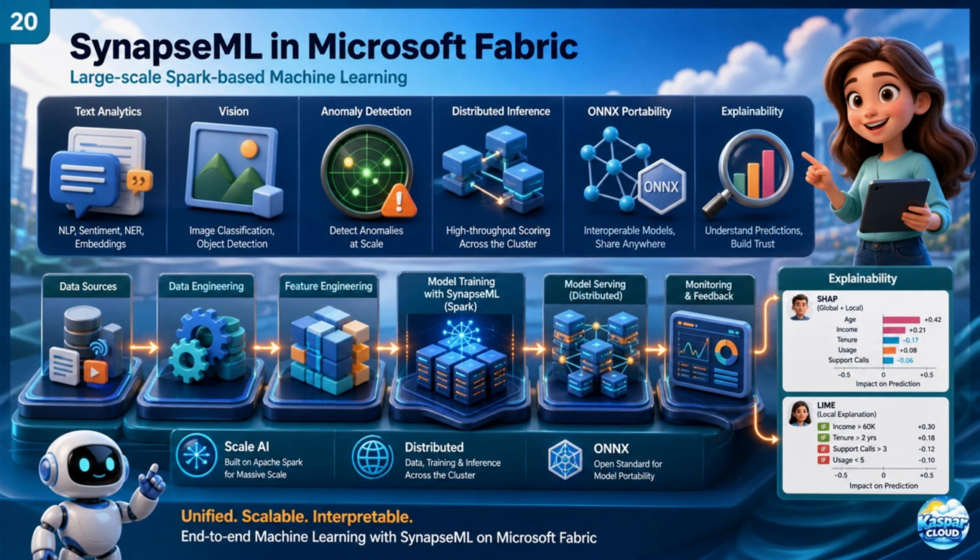This is valuable when teams need to apply machine learning across very large datasets or integrate models from different ecosystems. For example, a model trained in one framework can be converted to ONNX and executed at scale. SynapseML also supports explainability techniques such as SHAP and LIME, helping teams better understand why models generate specific predictions.